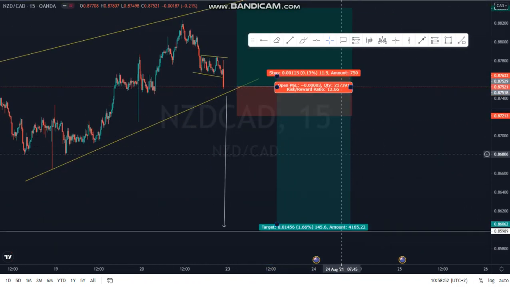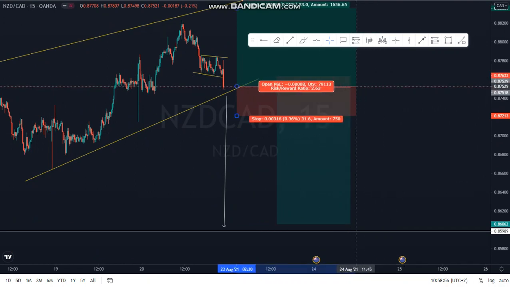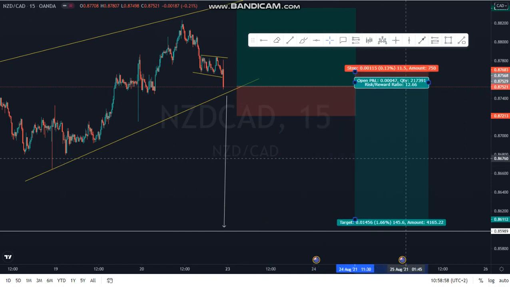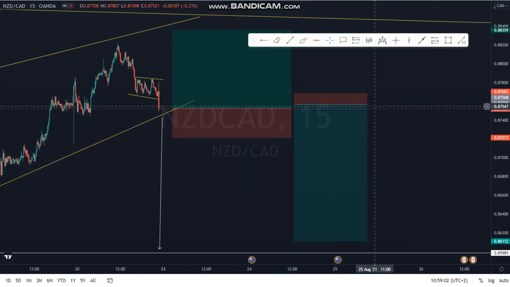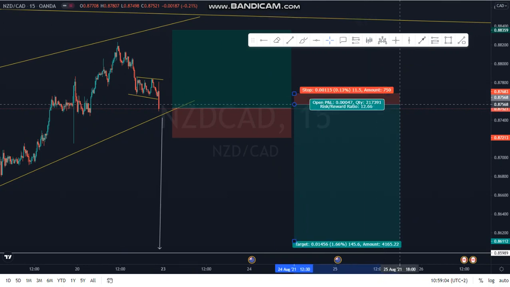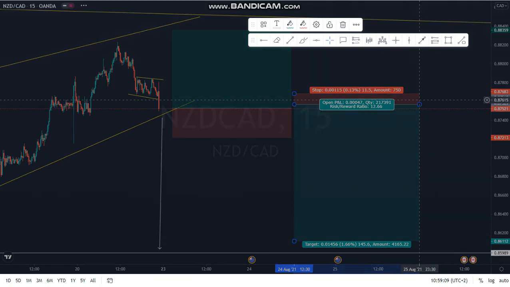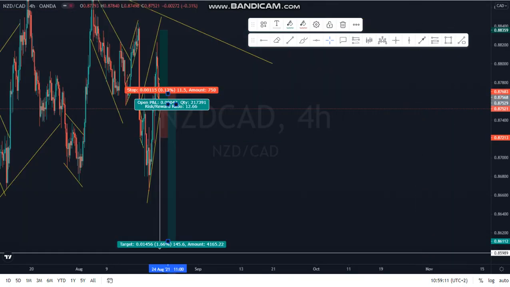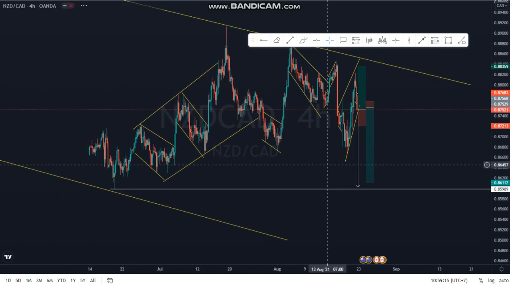so that you can check it on a bigger time frame. And just save it here. Right, so now let's check the 4 hour time frame and see our overall structure. So everything is there, guys.